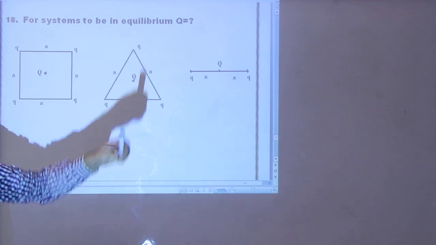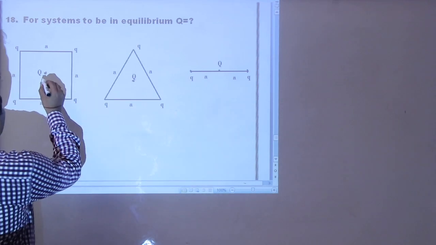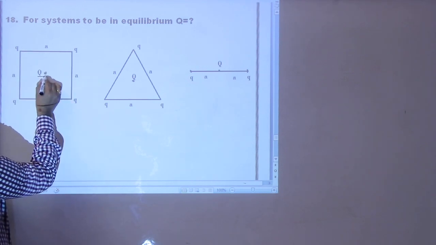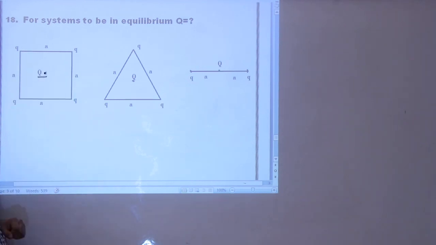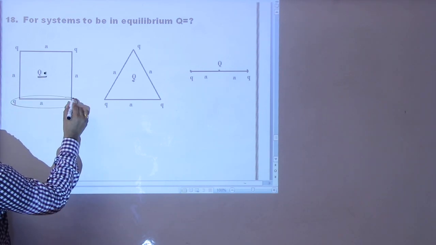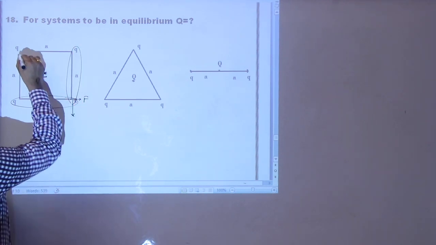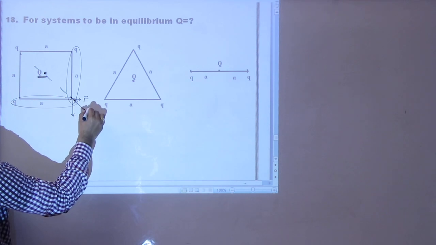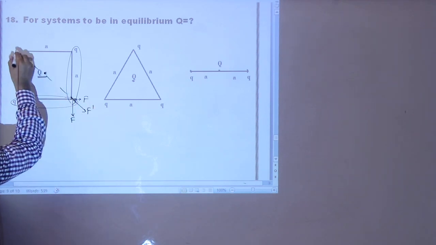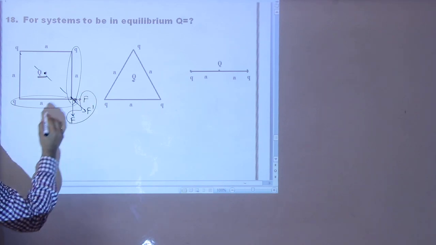Problem 18. For the system to be in equilibrium, what must be the magnitude of the charge Q here? Here this is a square, and this charge is placed at the point of intersection of the diagonals of the square. For the first case, these two repel with a force F, and these two repel with a force F dash, because as the distance is different, this force will be different.